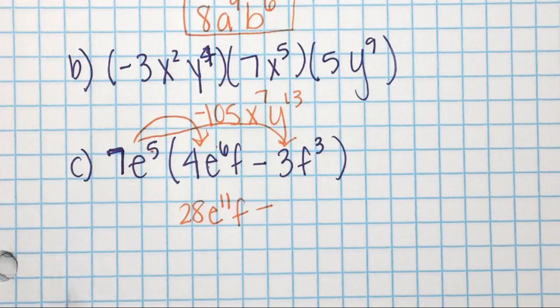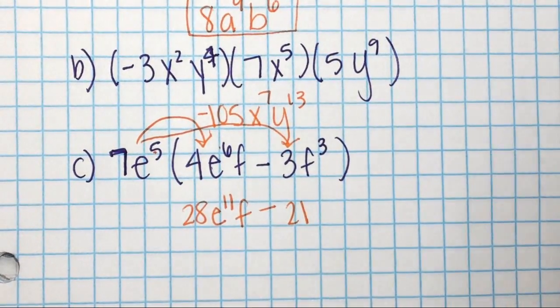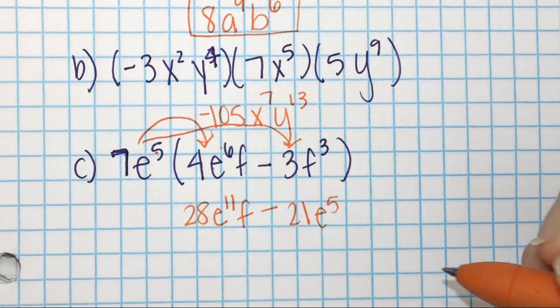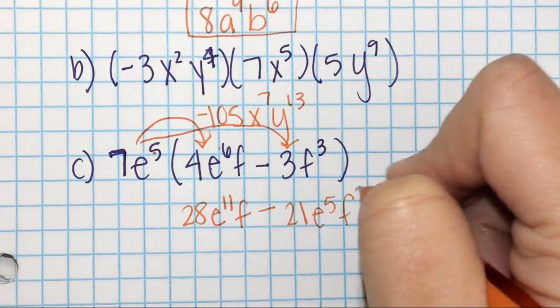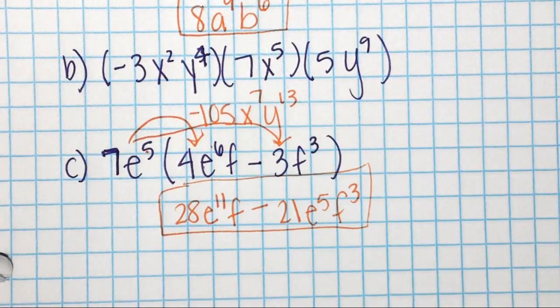Okay. Now, 7 times negative 3 is? Do I bring my e down? Yes. And then do I bring the f down as well? Yes. Cool. Am I done? Yes. That's a third, baby.